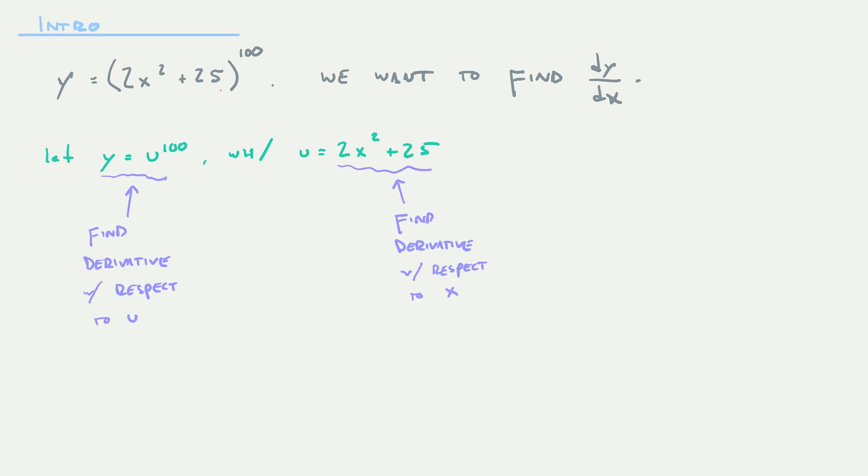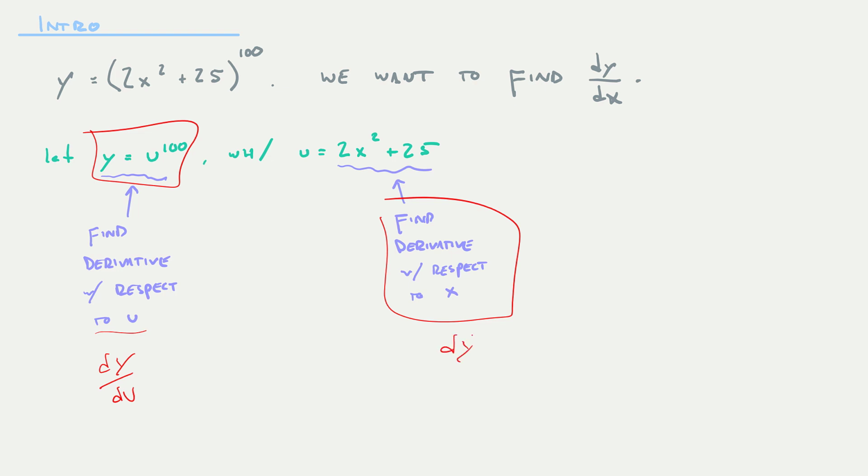To find the derivative of this thing, I need to find the derivative of y with respect to u, and that's something that we can do, right? It looks like it's just going to be a power rule situation. And then I want to find the derivative of u with respect to x. So I'm going to find two different derivatives. I'm going to find dy du, derivative with respect to u, and this one's going to be du dx. Okay, I think I have that actually in the next slide.